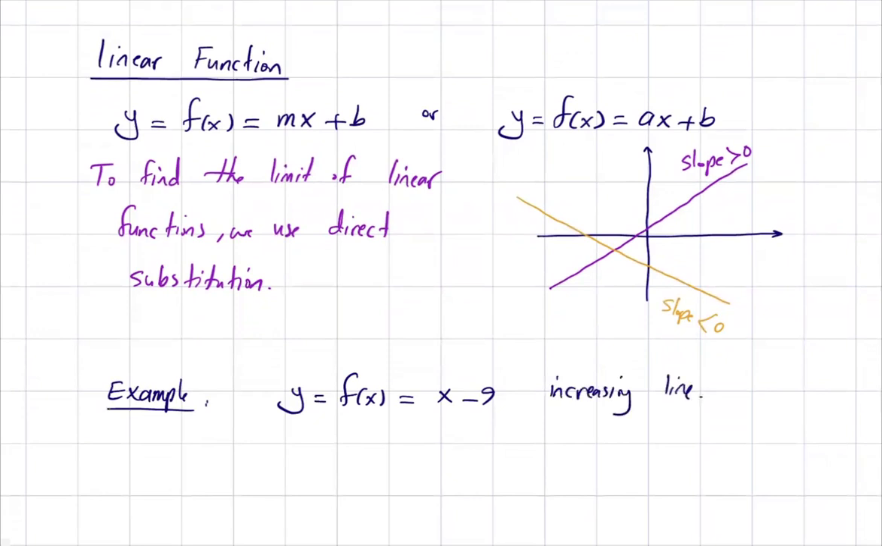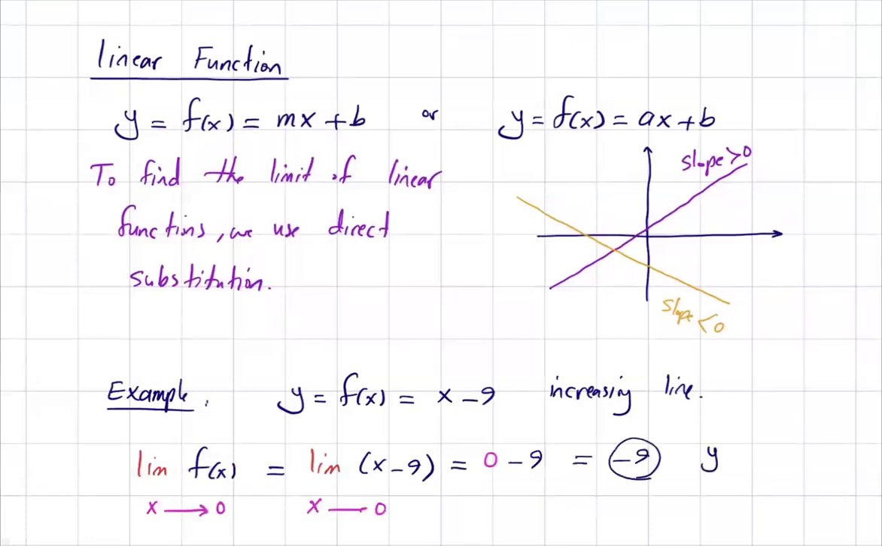To find the limit of f of x as x is getting closer and closer to 0, you are basically substituting 0 into this function. You are finding the limit of x minus 9 as x goes to 0. By direct substitution, you get 0 minus 9 or negative 9. This is your y value, which is the limit of this linear function.